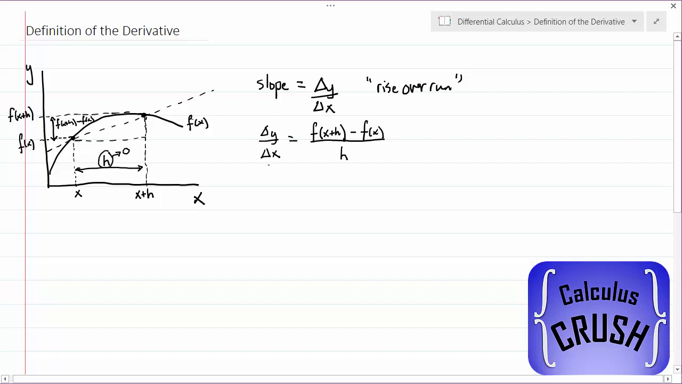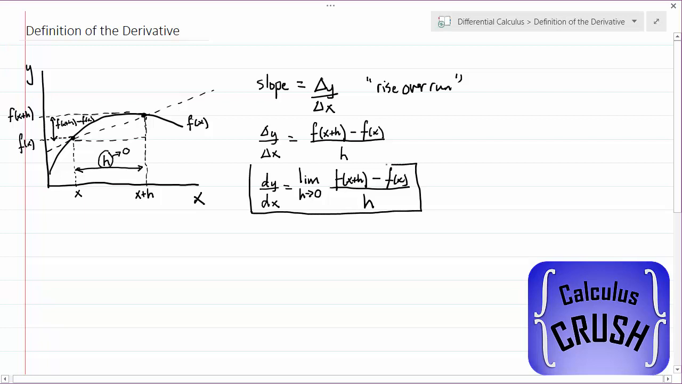So now, instead of a change in y over a change in x, we use a different notation. We use dy by dx. And we take the limit as h approaches 0 of f of x plus h minus f of x, all divided by h. And this is the definition of the derivative. And the derivative is the slope of the tangent line at a given point.